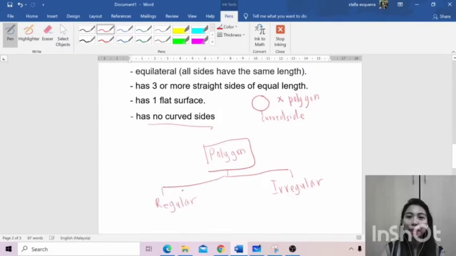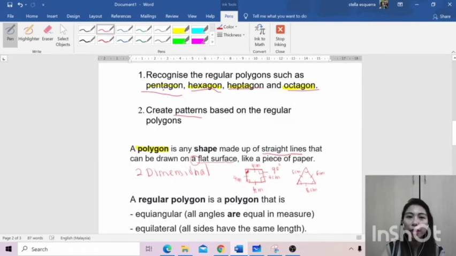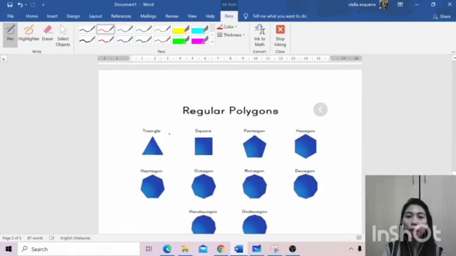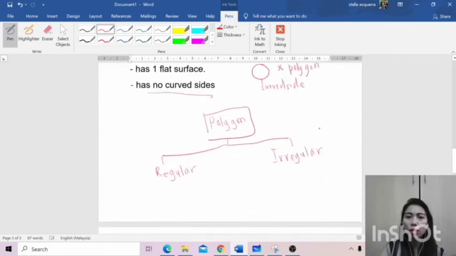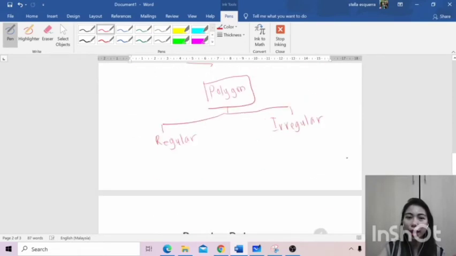Okay, let us see the four types of regular polygons. Here we have lots of examples of regular polygons. We have the triangle, this type of triangle. Sometimes a triangle is also in this shape, right? Have you ever seen a triangle like this?